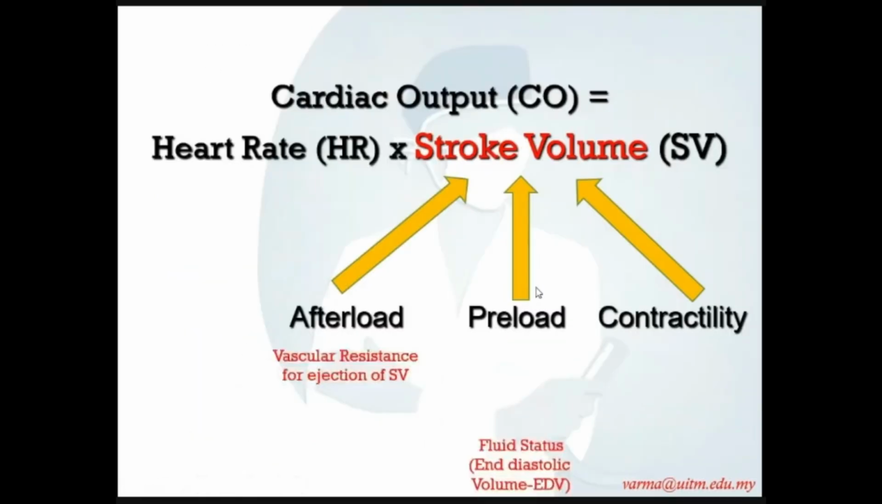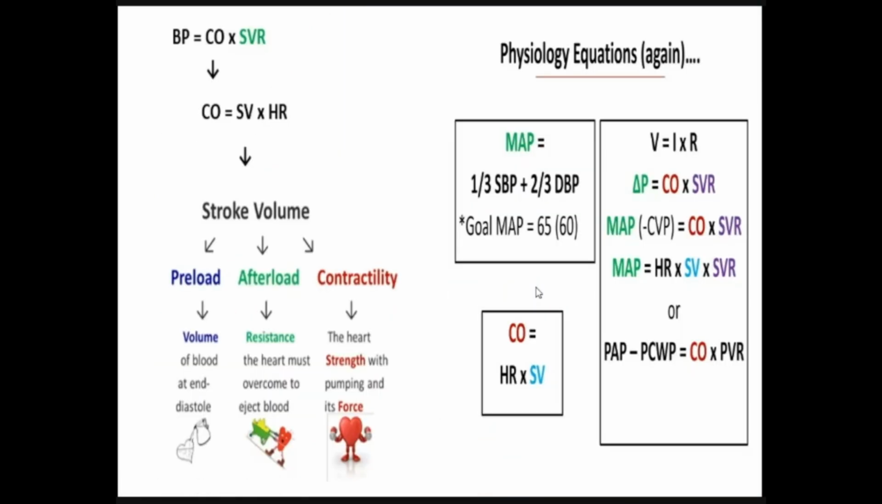When you talk about it, MAP is equivalent to heart rate times stroke volume times SVR. So you give a spinal to a patient. After spinal, BP drops, it's sympathetic blockade. You have a vasodilation, and also sometimes you have bradycardia.